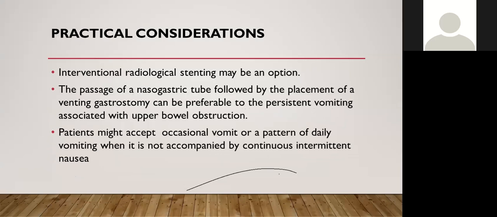Always think about interventional radiological stenting, and a passage of NG tube followed by placement of a venting gastrostomy can be preferable to persistent vomiting if there's upper bowel obstruction. So always think about an intervention if it's appropriate for the patient. Next slide.